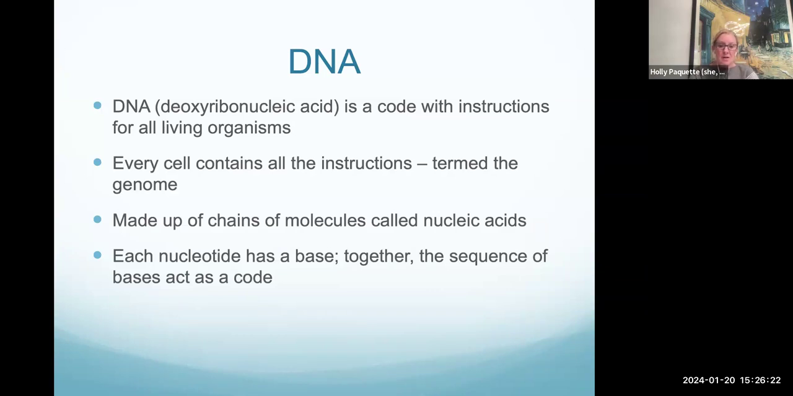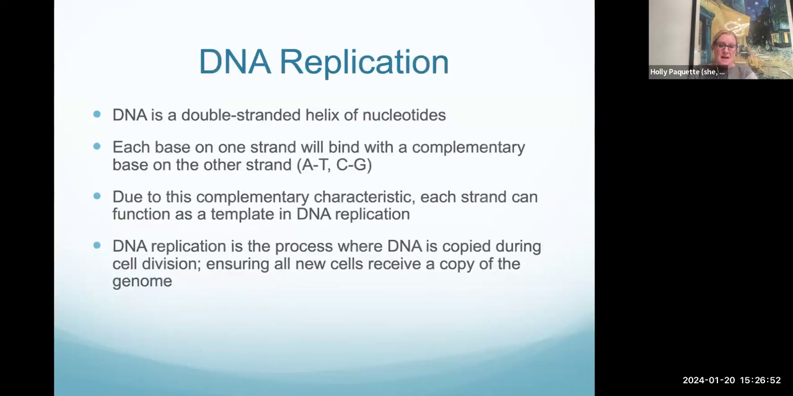As I said, every cell contains all the instructions that we term the genome. These DNA molecules are made up of nucleic acids or nucleotides, and each of these nucleotides has what we call a base. Together, the sequence of these bases is like a computer code that the cell can read, and they can read these base letters as part of this code that gives them their instructions. So I want you to think about DNA as a double-stranded helix of nucleotides.